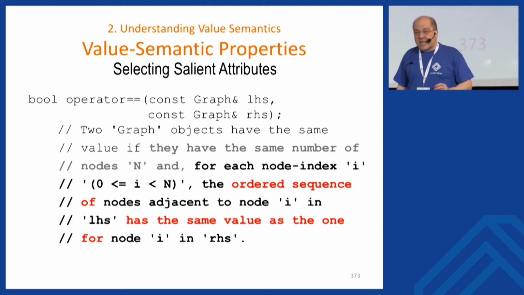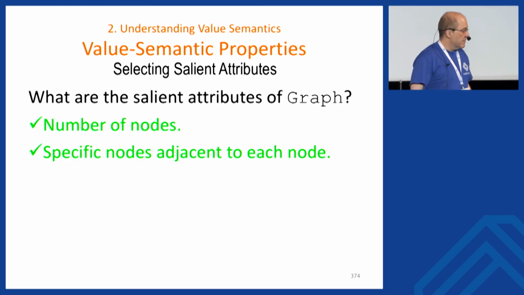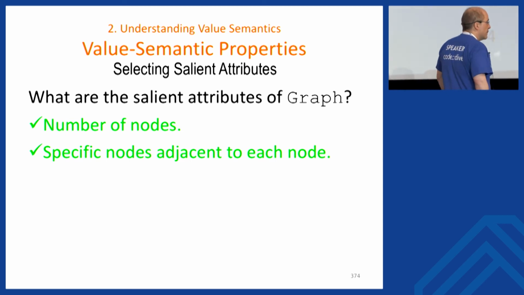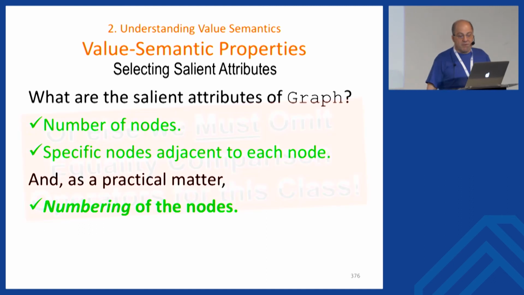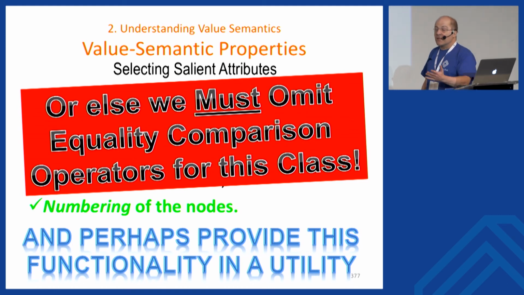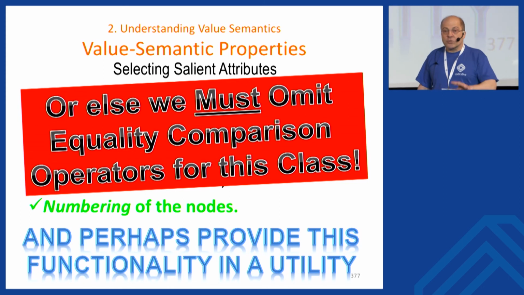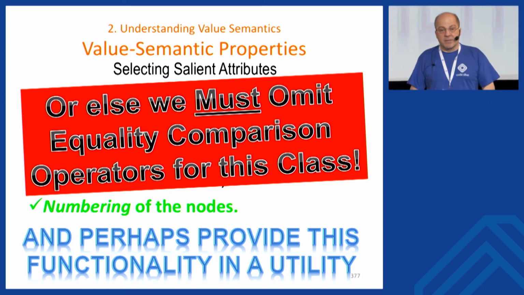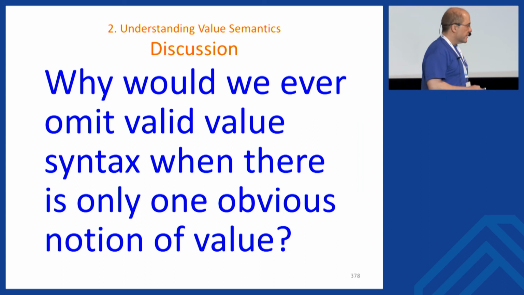What we're saying is if you want to implement operator double equals, you have to compromise on your notion of value. Otherwise, you have to leave it out. You have to say, I can't do that. So number of nodes, specific nodes adjacent, and as a practical matter, the numbering of the nodes, or leave it out. And perhaps provide a utility function that says these two graphs are isomorphic. That's the right answer. Don't try to do it with operator double equals. Operator double equals has a meaning that is independent of domain. You either get it right or you go home and you do something else.